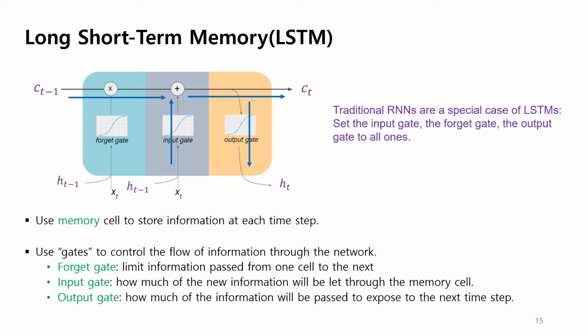So this is the picture of LSTM. Okay, and the first difference between LSTM and RNN is that LSTM contains a memory cell. Okay, that's the first difference.